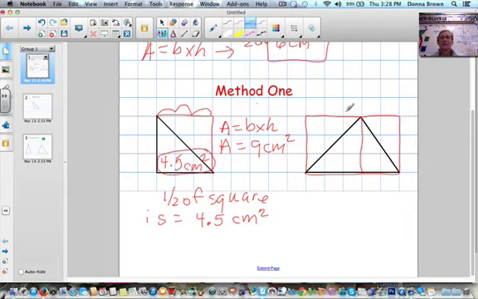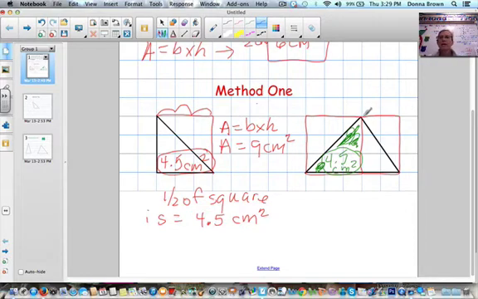So this is going to be 3 times 3, which is 9, and we're going to just divide that in half. So we know that this half and this half each equals 4.5 square centimeters. Okay, so this part right here, I'll just shade a little bit of that green, that is equal to 4.5 square centimeters. So let's move on to the other triangle here.